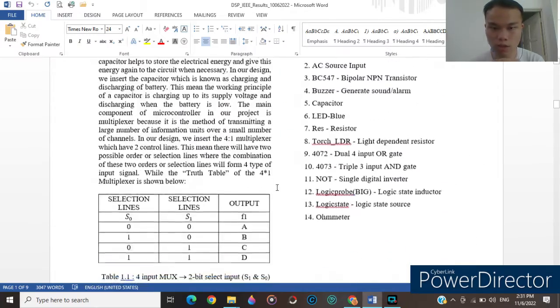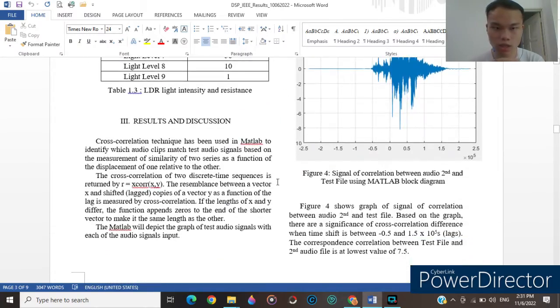Okay, so I'm going to present the result and discussion, where we are using the cross correlation technique and method coding block diagram. The formula is simply R equals xcorr of X and Y. X and Y are the audio test sample file and the 5 samples. So we are using 5 sample files and 1 test file.